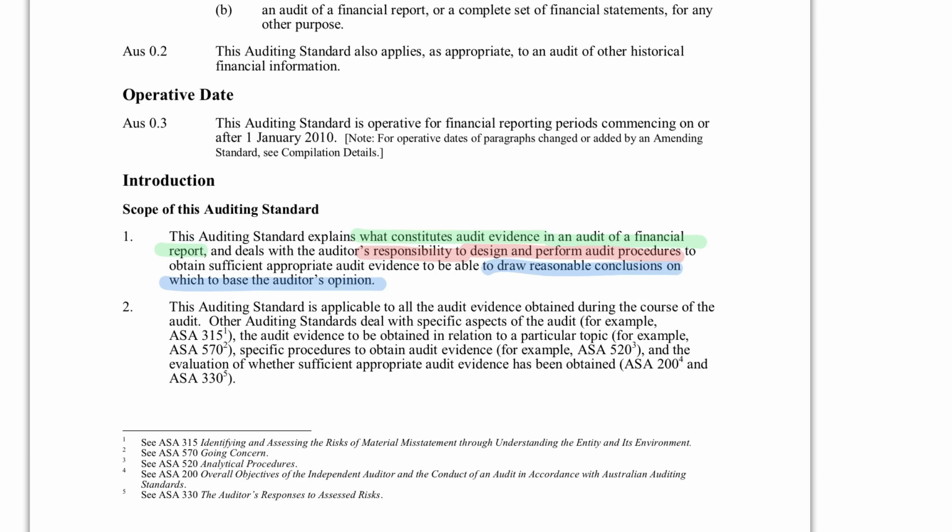So ASA 500 is quite broad and it applies to all evidence obtained during the audit. We have some very specific standards for specific circumstances. So 315 is about understanding the client at the planning stage. There was going to be a standard on solicitors' confirmations, on analytical procedures, but 500 is overarching.